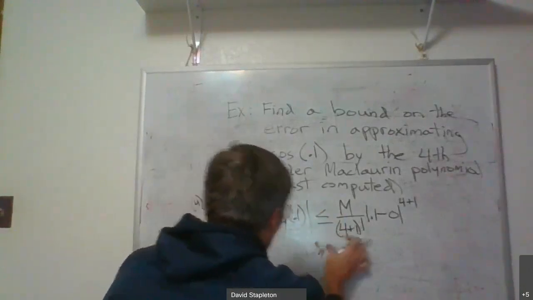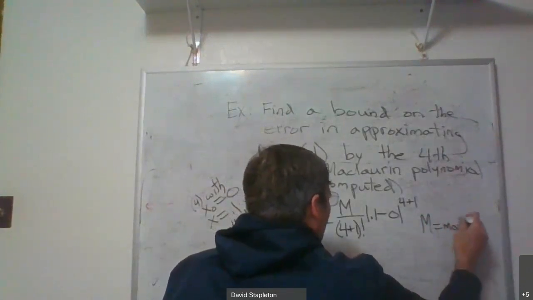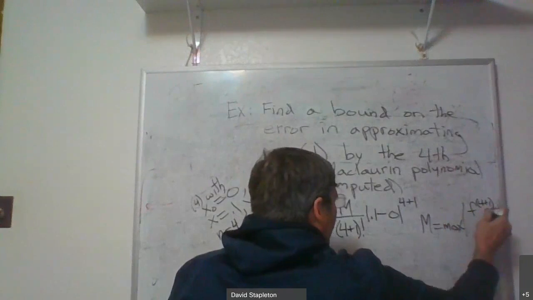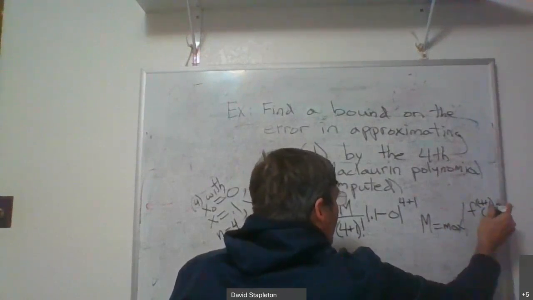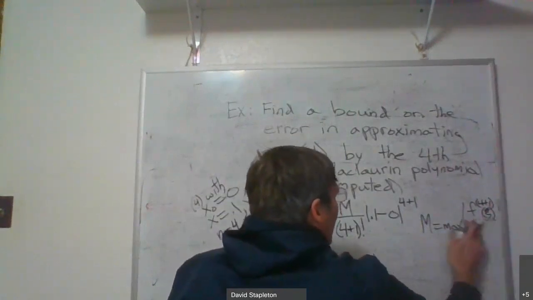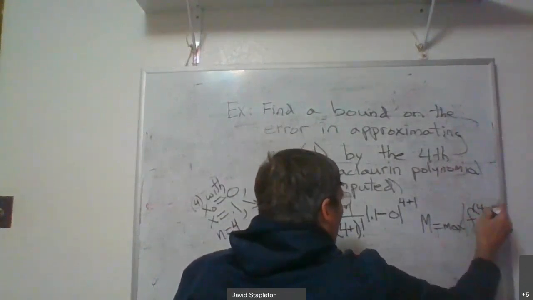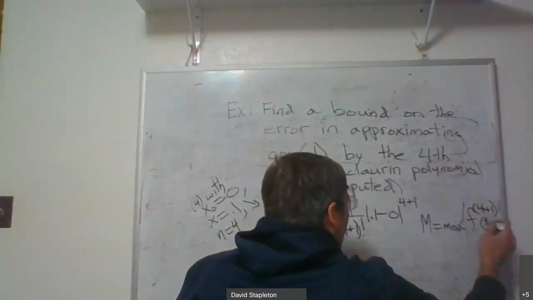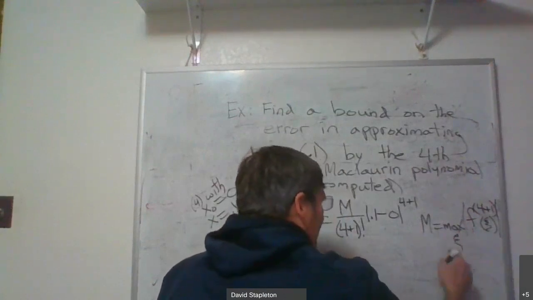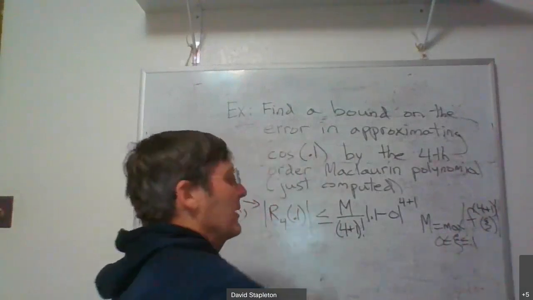Where m is a bound, the absolute value of the 4 plus 1 derivative, the fifth derivative, at an arbitrary point c, where c is between 0 and 0.1. I'm going to draw it over here. I should have written that in the theorem.